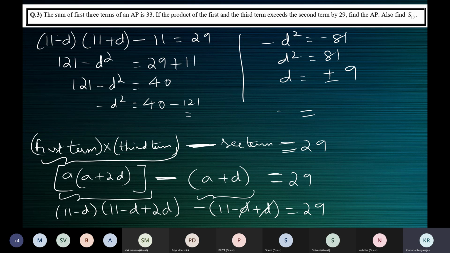Find the value of a. d can be positive or negative, because it's a common difference. The first term also can be positive or negative. So you have to take both the values of d. d is equal to plus or minus 9.